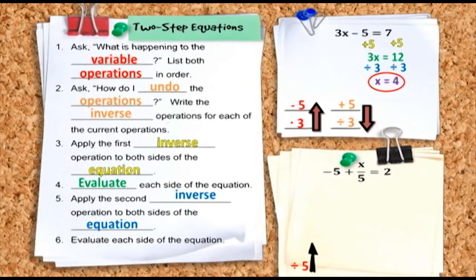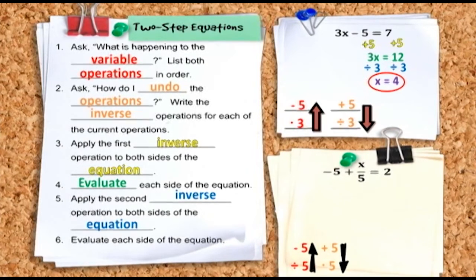Then I see subtraction, even though that could be read as negative 5, that's the same idea as subtracting 5. So that's the next operation that's happening. I need to undo it. I need to go the opposite direction. The inverse of subtracting 5 is +5. The inverse of dividing by 5 is multiplying by 5.